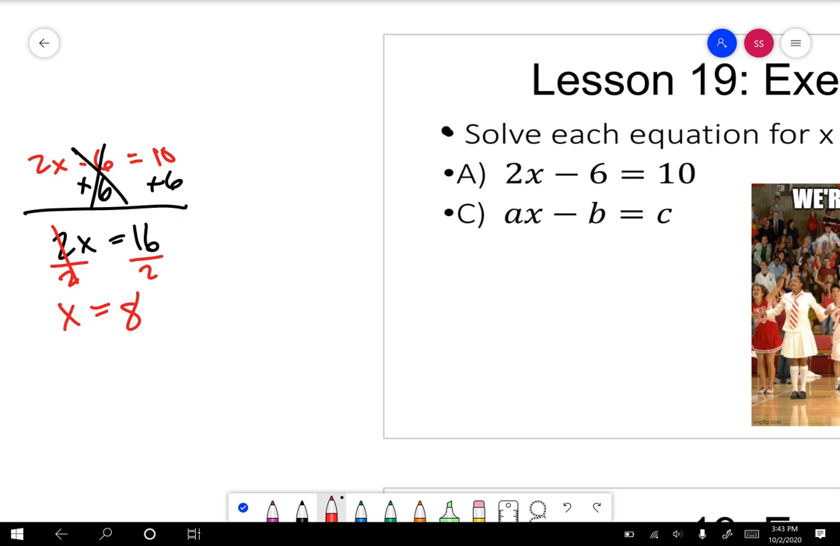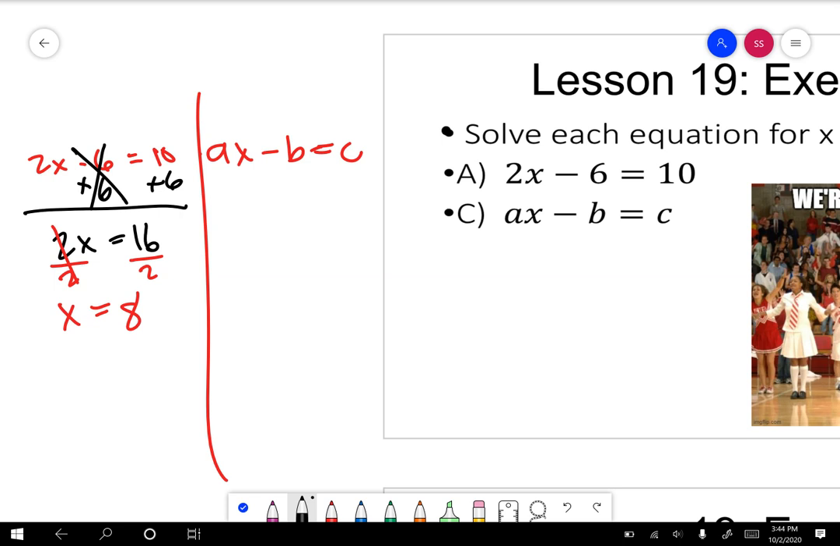We know our solution. Now we're going to do C, problem C. Okay, I'm going to do it side by side here. We have ax minus b equals c. And some of you may already know where I'm going with this, but we'll just keep going. So again, we need to isolate x. That means we need everything else, the negative b and the times a on the other side.